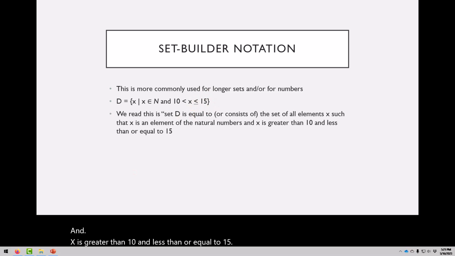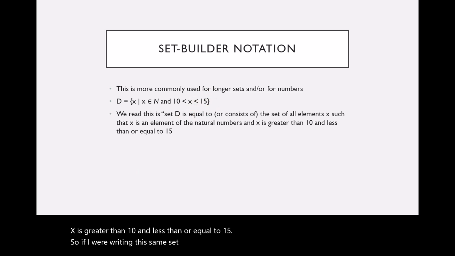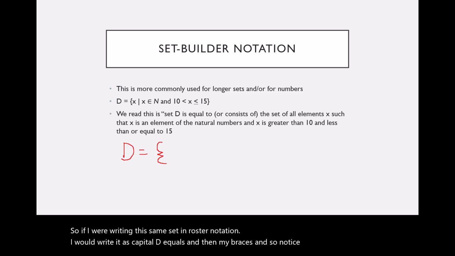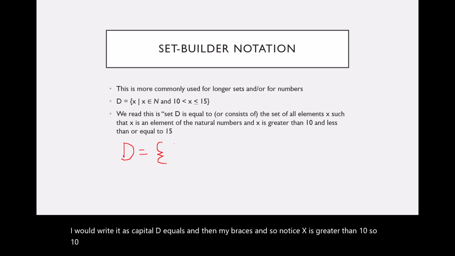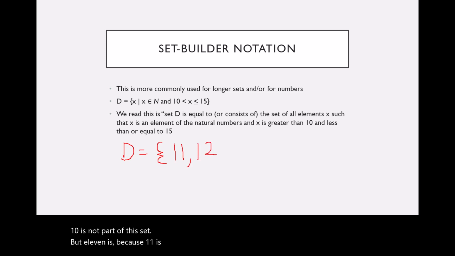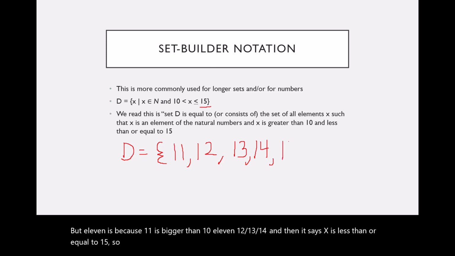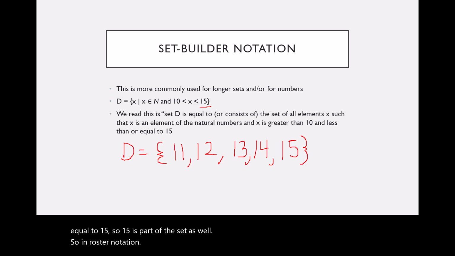So if I were writing this same set in roster notation, I would write it as capital D equals, and then my braces. And so notice, x is greater than 10. So 10 is not part of this set. But 11 is, because 11 is bigger than 10. 11, 12, 13, 14. And then it says x is less than or equal to 15. So 15 is part of the set as well. So in roster notation, it would look like this.